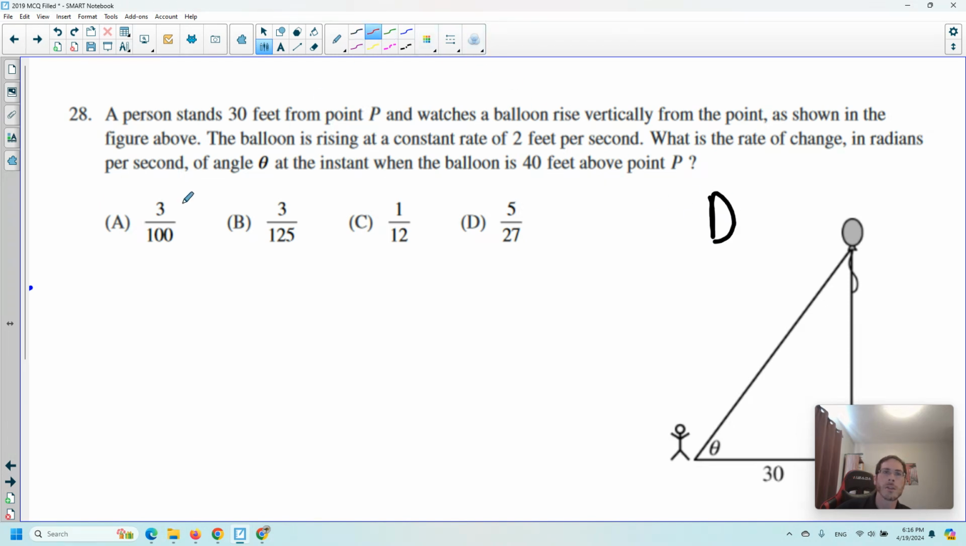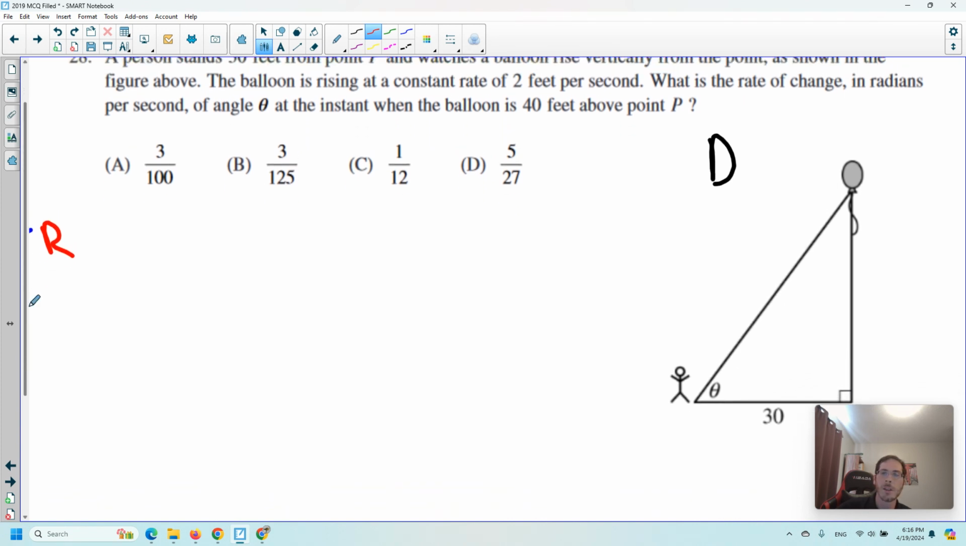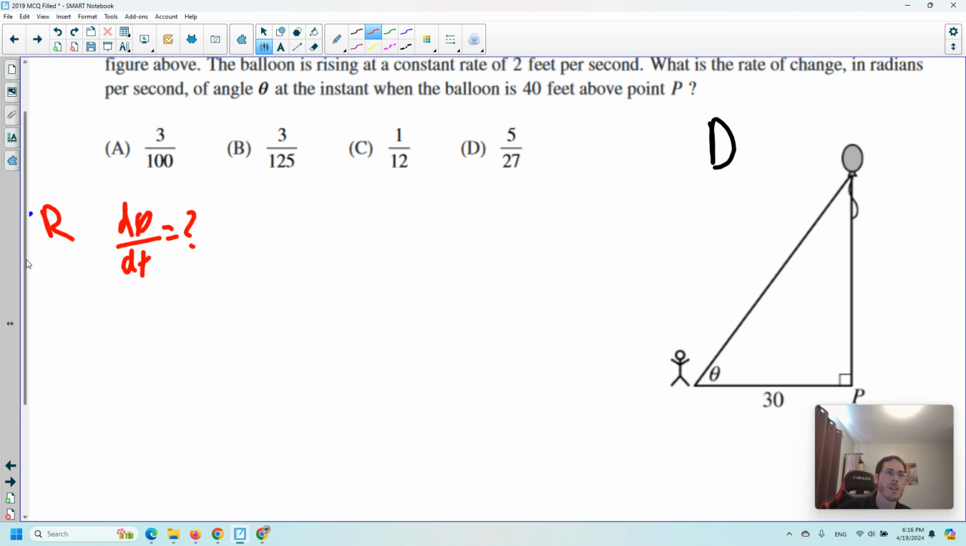So our rate box, we've got that is 30. That's a triangle. What are we trying to find? The balloon is rising at a constant rate of 2 feet per second. What is the rate of change in radians per second of the angle at the instant when the balloon is 40 feet above point P? All right, so we're doing an angle. So d theta dt is going to be our question mark.